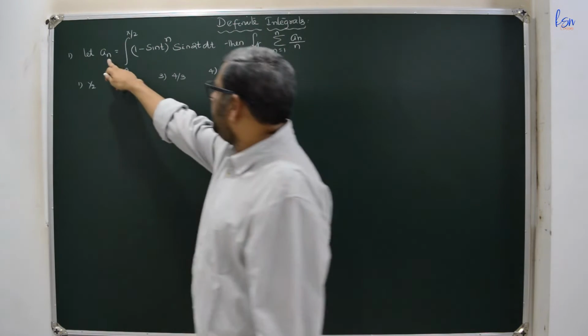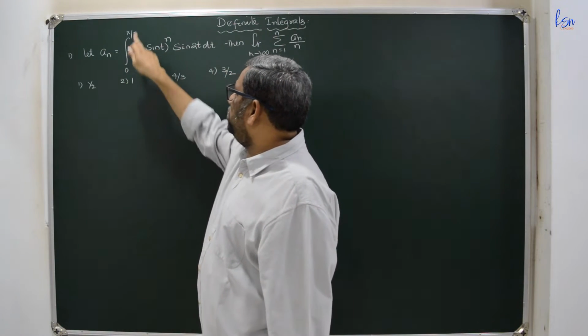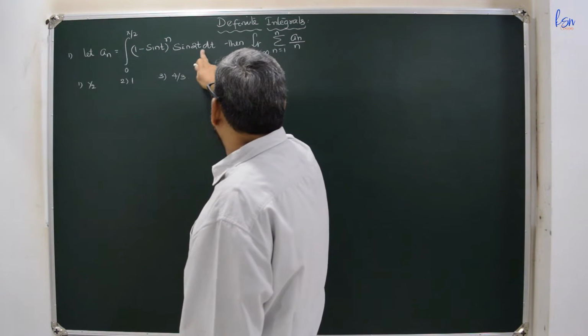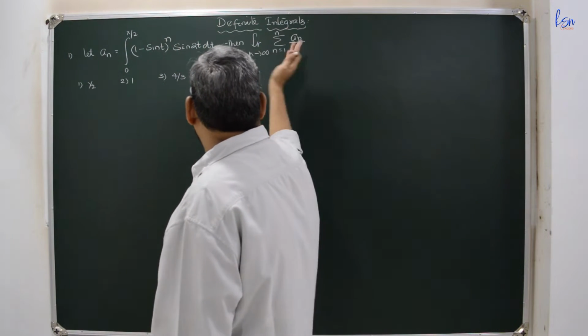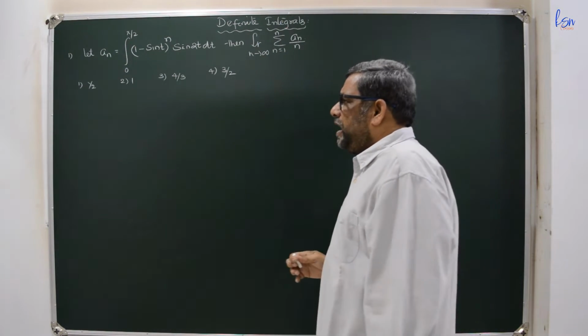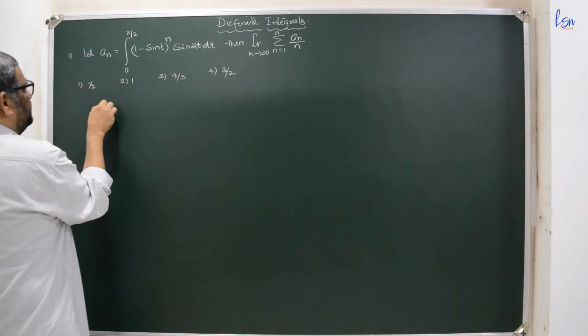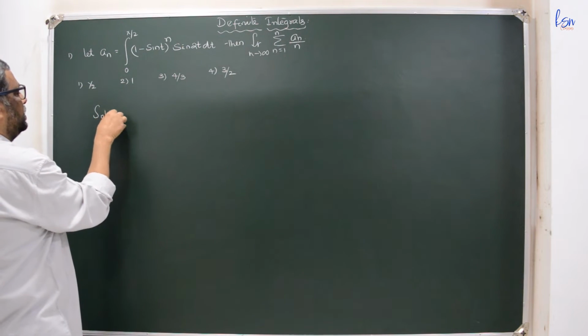Let a_n be equal to the integral from 0 to pi by 2 of (1 minus sin t) to the power n into sin 2t dt. Then find the limit as n tends to infinity of the sum from n equal to 1 to n of a_n by n. Let us look into the solution.